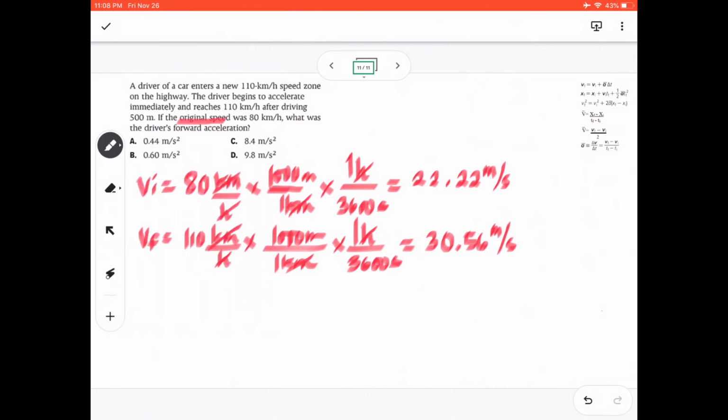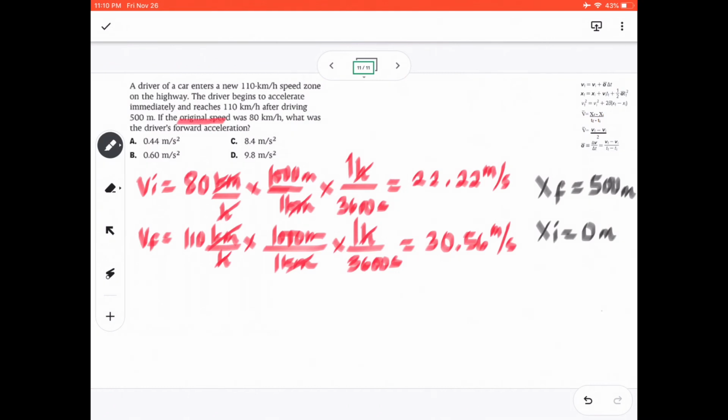We have our XF, although it's not mentioned over here. Oh, it's mentioned. As a matter of fact, XF is equal to 500 meters. What's not mentioned is the initial position, which is always equal to 0 meters. If it's not mentioned, we are going to assume that it started at the origin, so 0 meters.